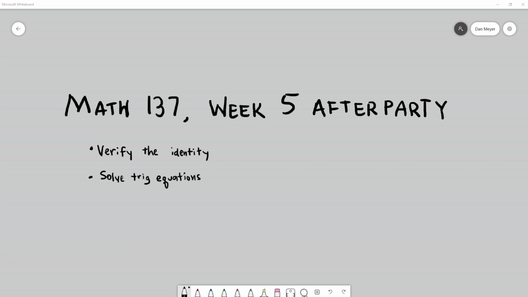Hi, y'all. We have a few problems to get through that we didn't have time for the other night. I got a couple of problems from section 7.1 where we verify the identity, and we got 4 trig equations that we need to solve. Let's jump right in.